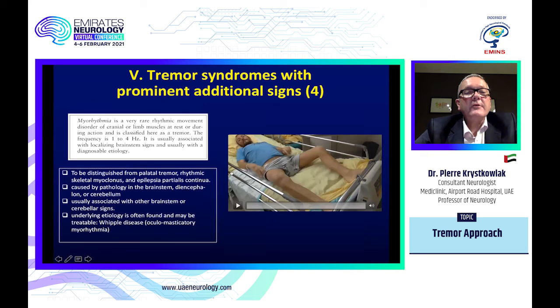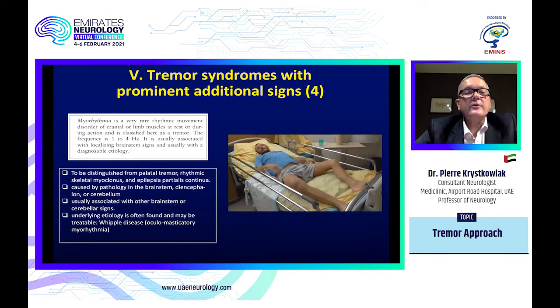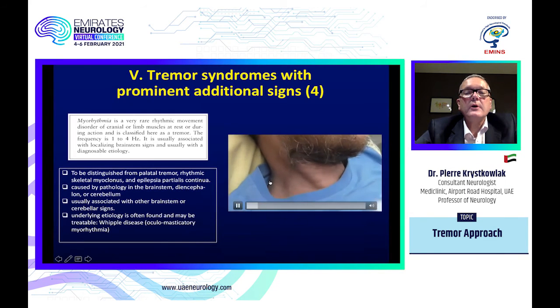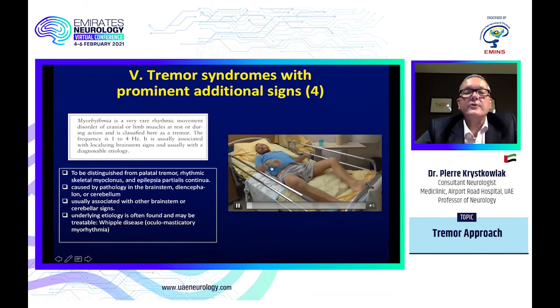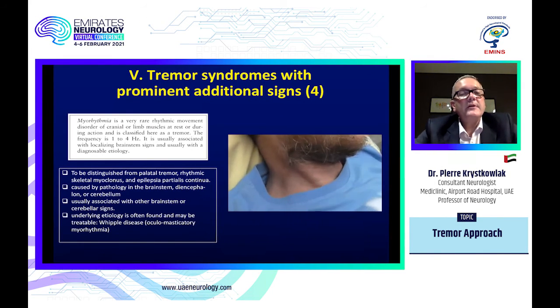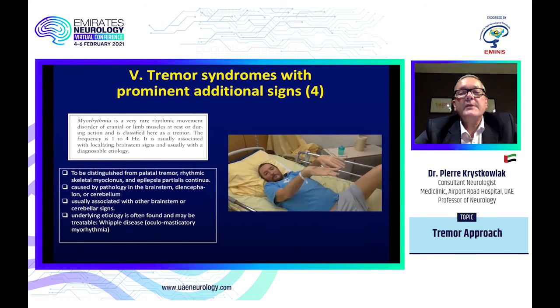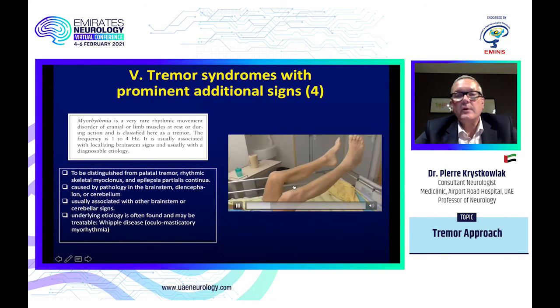Now, myorhythmia. Myorhythmia is a very, very rare rhythmic movement disorder. It has to be distinguished from palatal tremor, rhythmic skeletal myoclonus, and epilepsia partialis continua. It's a very, very slow tremor, sometimes 0.5 or 1 hertz, as you can see here. It's caused by pathology in the brainstem or cerebellum, and it's usually associated with other brainstem or cerebral signs. One typical etiology of this tremor is Whipple disease, and this patient presents with Whipple disease.